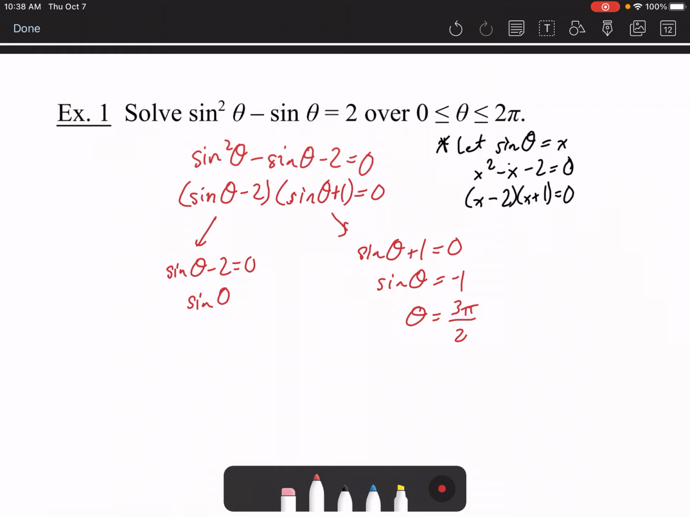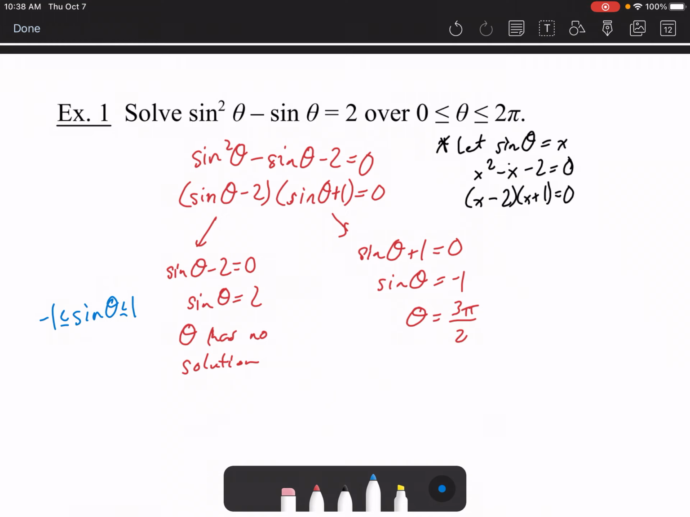Well, this one is sine theta equals 2. If you take sine inverse of 2, you'll notice that you get an error here. So if that's the case, theta has no solutions, because remember, sine functions can only exist between the values of negative 1 and positive 1, and therefore will never equal values greater than 1 or less than negative 1.